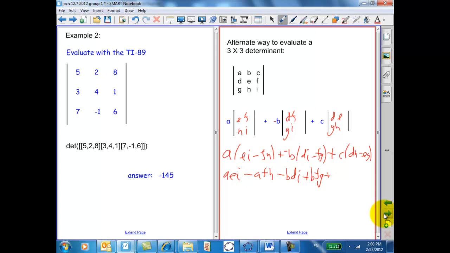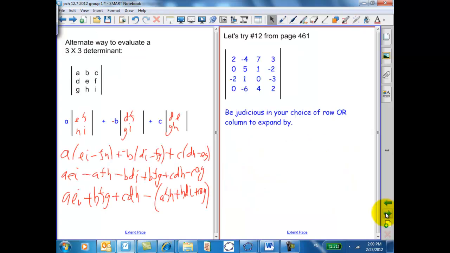Plus CDH minus CEG. So AEI plus BFG plus CDH minus AFH plus BDI plus CEG. And if you look at these, it's the diagonals, right? But you might say, oh no, there's only 2 diagonals in here. Well, actually, there's more when you swing that over. So rather than memorize this formula like you did the AE minus BC, memorize the diagonals that these represent.